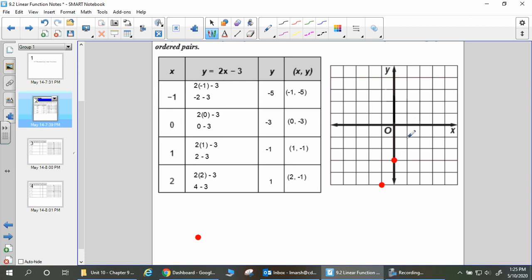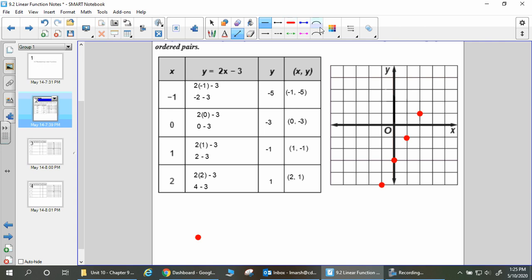+1 on the x, -1 on the y, +2, +1. I just realized there's a typo. Let me fix that. This is +1. There we go. And so notice that my 4 dots look as though they're making a straight line. That's what we want them to do. If you have dots that sort of start zigzagging, then you know something's wrong over here in your chart.